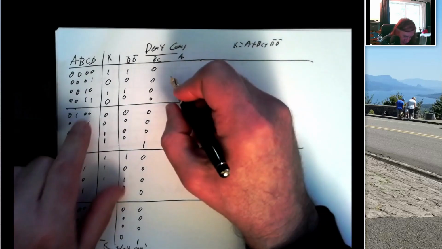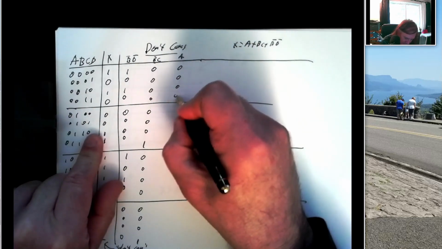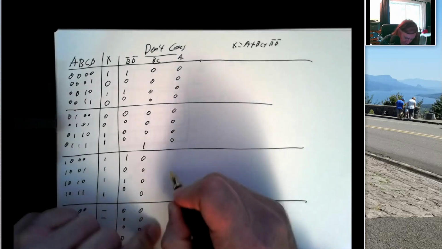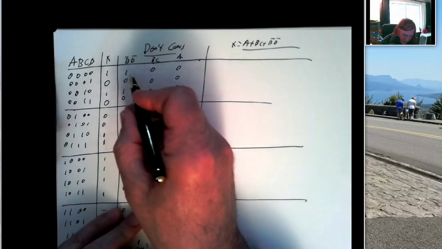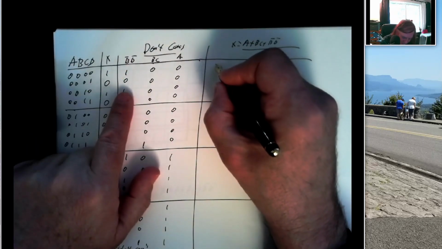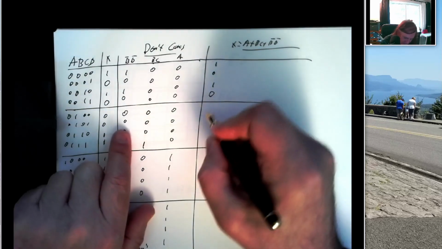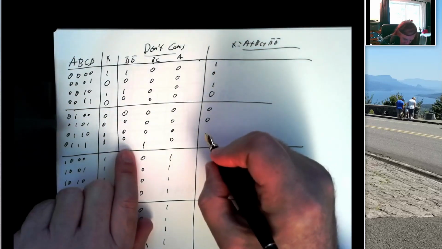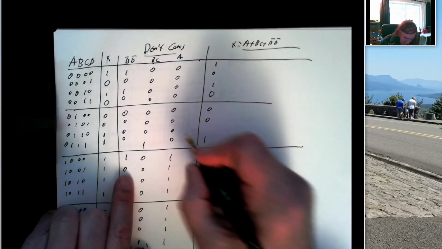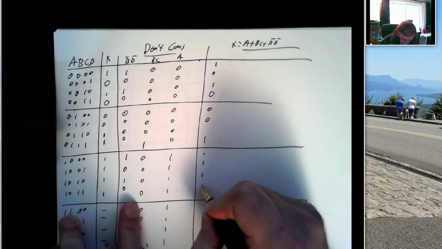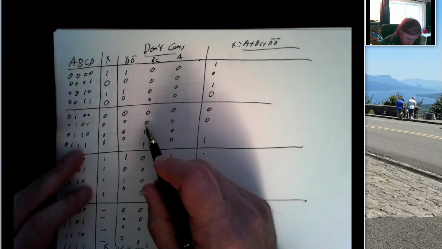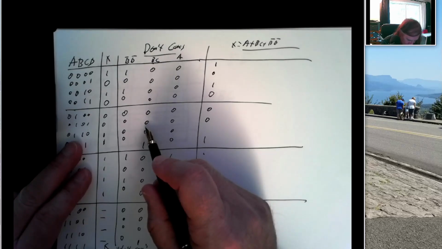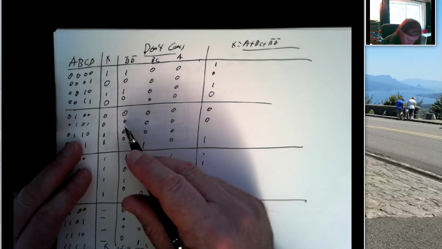And we can rewrite A. A is 0 in the top 8 entries and 1 in the bottom 8 entries. And then we can make a column for this expression by just ORing the three of these together. Well, that gives us a 1, 0, 1, 0, 0, 0. Something went wrong here. 1, 1, 1, 1, 1, 1, 1, 1. So what went wrong here? B bar, D bar.